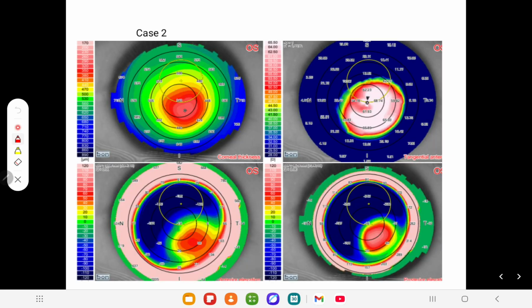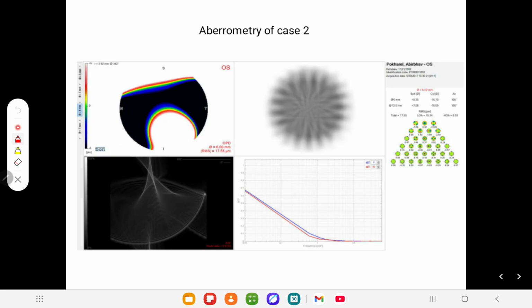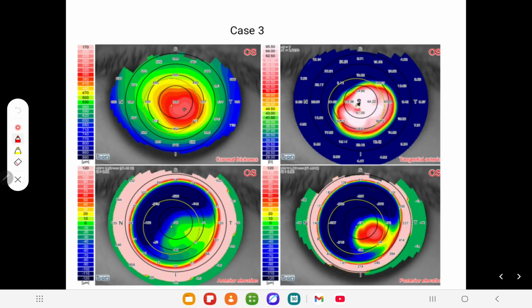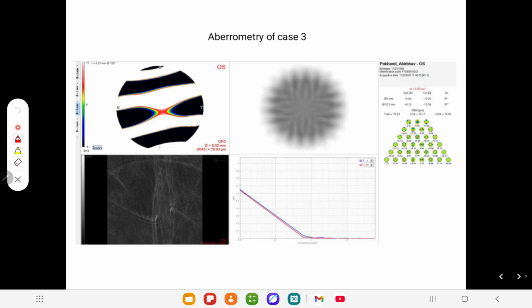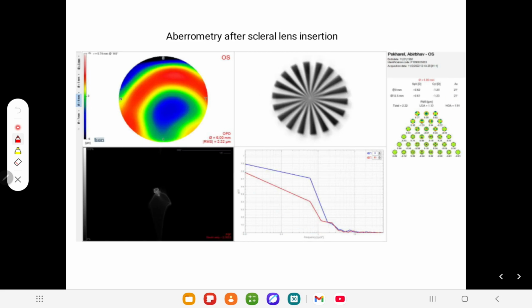It's very simple. The second case is also very simple, and I haven't shown this picture before. See, vertical aberration 7.53, somewhere around 7.53. Yes, it's very high, isn't it? And this is the case that I have already shown in my last video. In this case, aberration is 79, which is very high. And after the scleral lens insertion, it becomes 1.1.